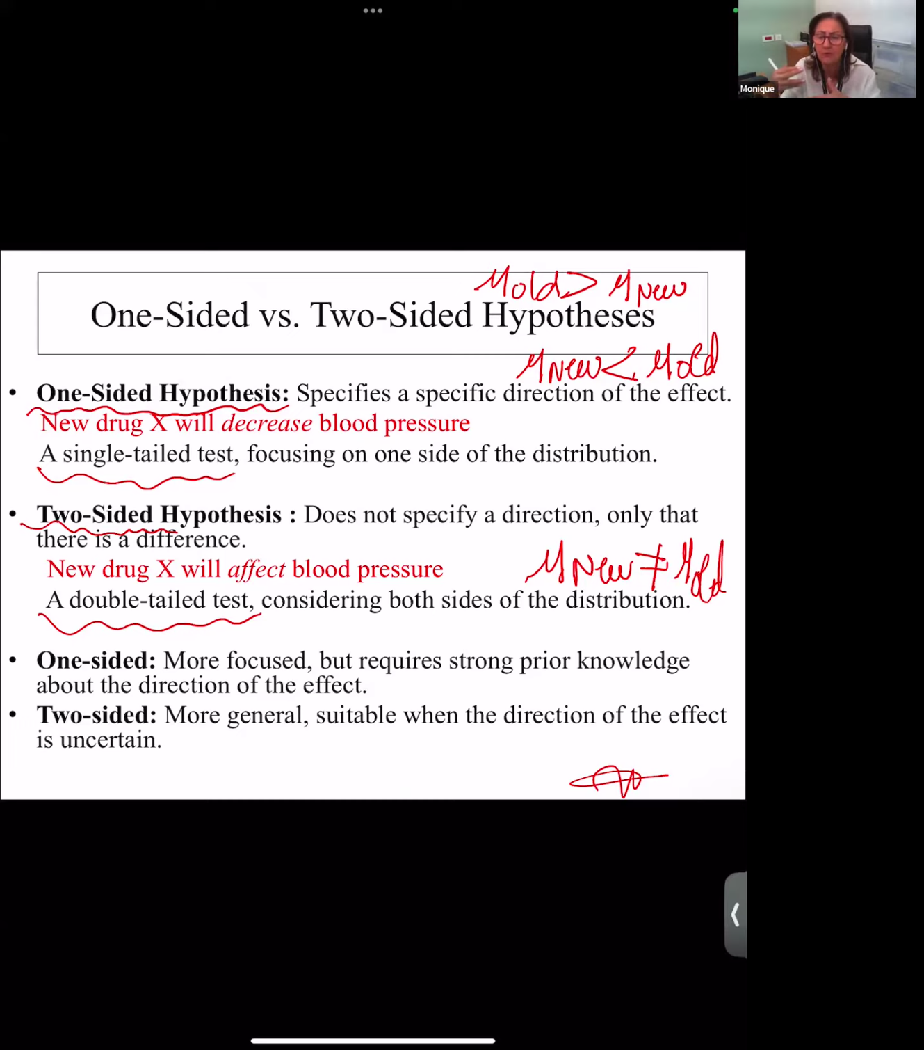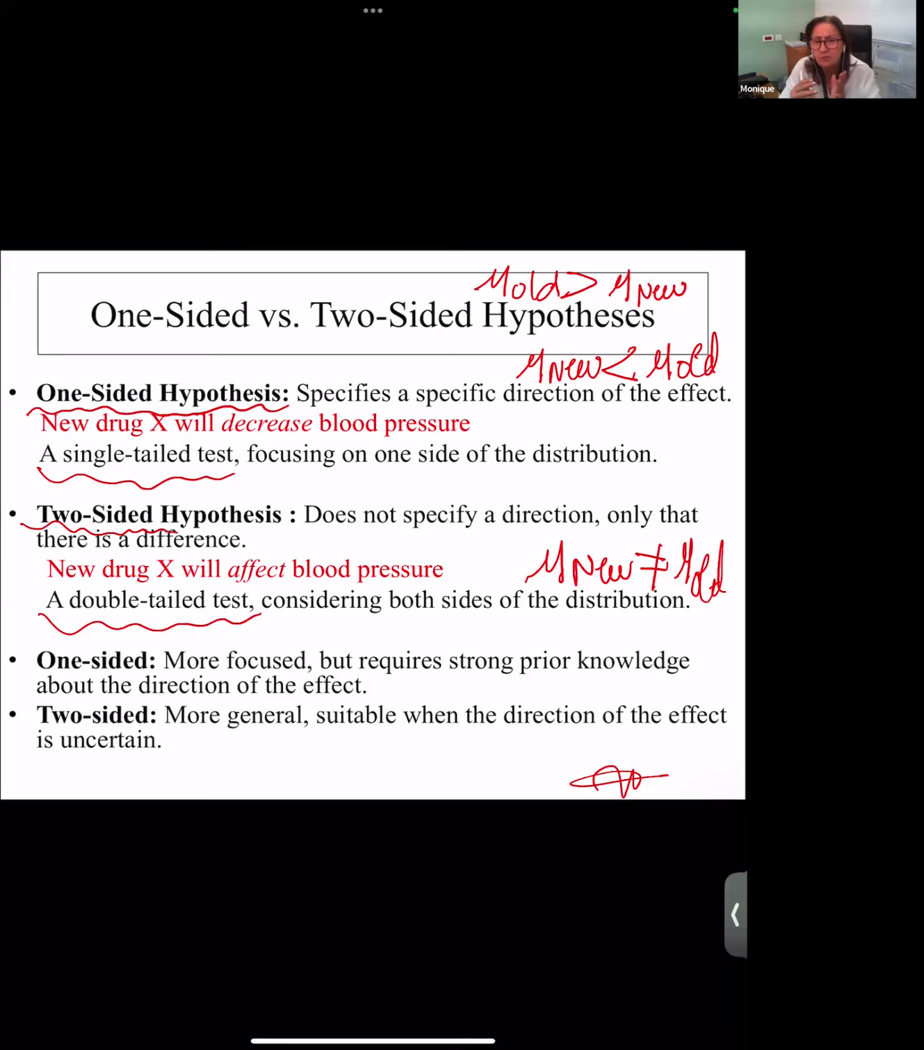So it will be mu of the emission: the mean level of emission for generators that have a filter is less than the mean level of emission for those that don't have a filter. So this is called one-sided. Why is it important? We'll see in a bit.